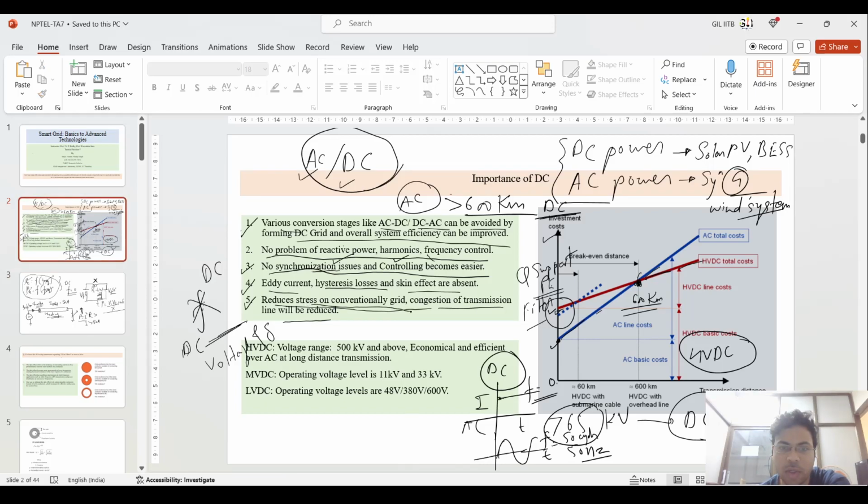This stress on the conventional grid is further reduced when we use the DC distribution system as compared to AC. There are three types of DC distribution system, that is HVDC, MVDC and LVDC, based upon the voltage level. If you see the first, that is HVDC, the voltage range is greater than 500 kV. Based upon that, we say that this is an HVDC system, and it is economical and efficient over AC at a long distance, as you have seen.